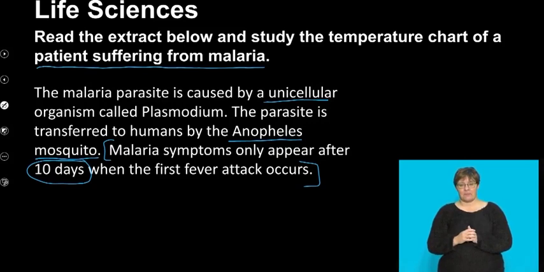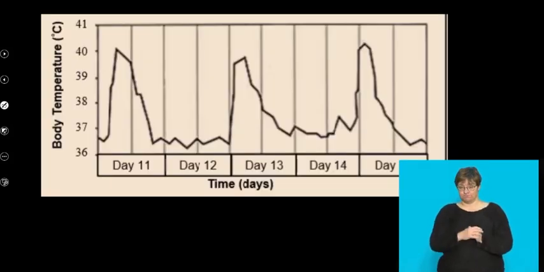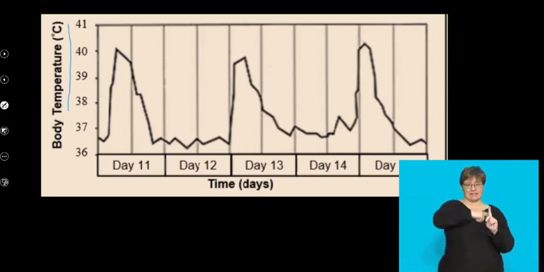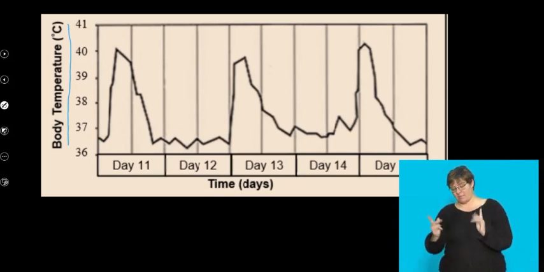So let's have a look what the chart looks like. If we have a look at the chart over here, what is it showing us? It's showing us on our x-axis the time, as you can see the days, and on our y-axis our temperature. So here we've got body temperature and here we've got time in days.